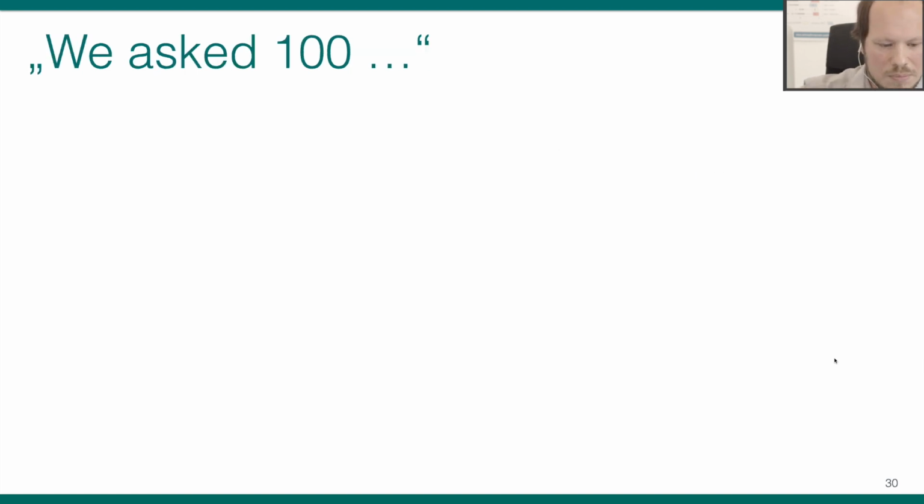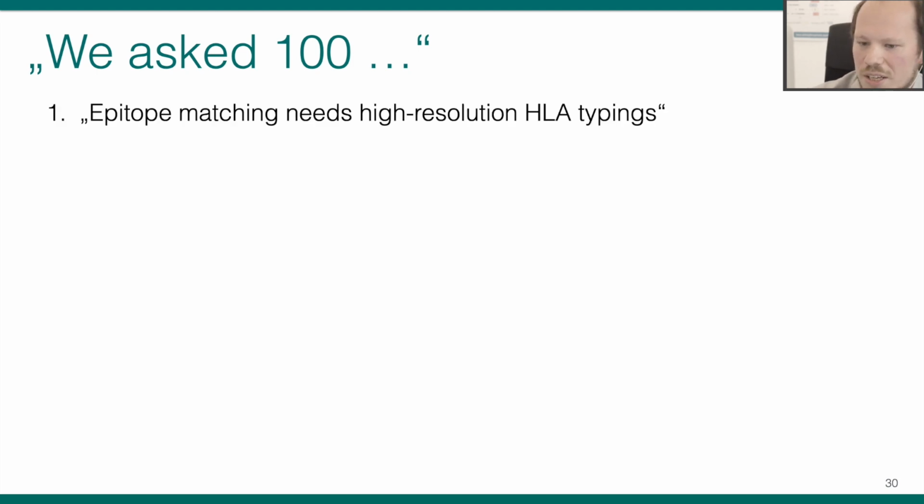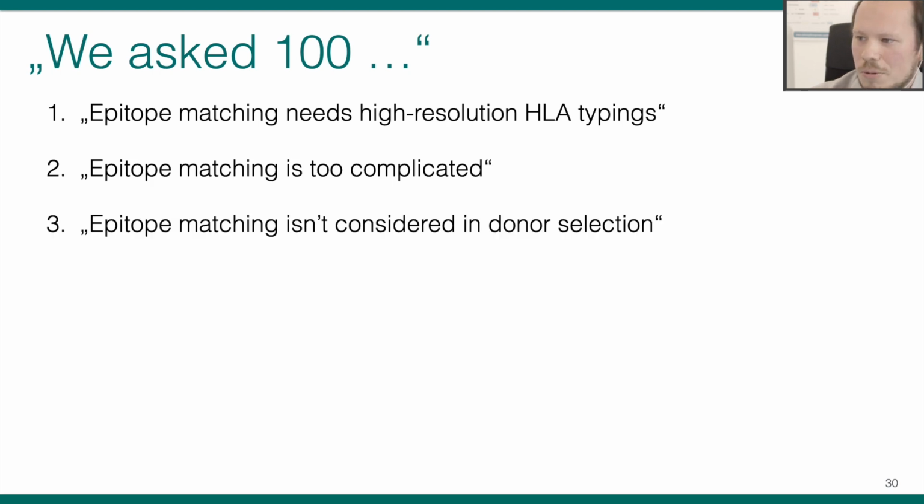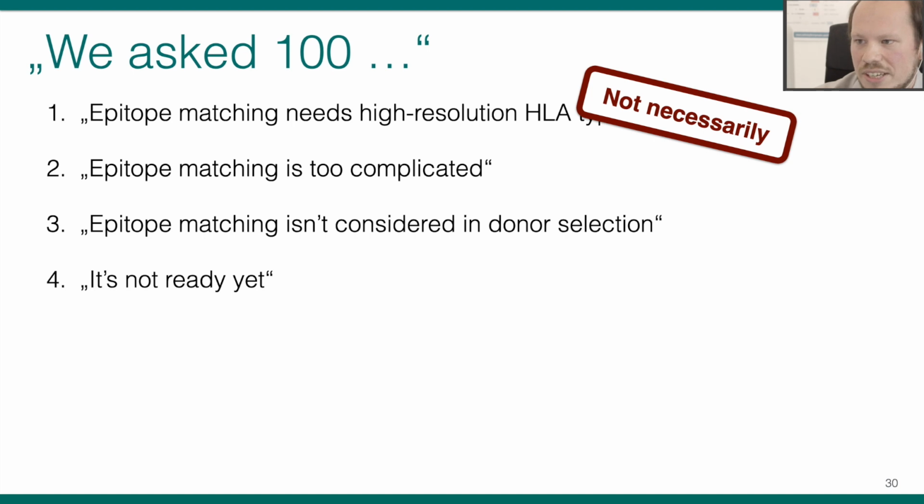All right, so let's come quickly to the second part here, the misconceptions, actually. There are a couple of things that we always hear at conferences, and I quickly want to dive into these. Point one is epitope matching needs high resolution typings. Point two is epitope matching is too complicated to do. I don't have time for that. Point three, epitope matching isn't considered in donor selection, so why should I care? And the fourth one is, well, it's just not ready yet. So let's dive into these and let me give you some answers on that. First one, well, not necessarily right.